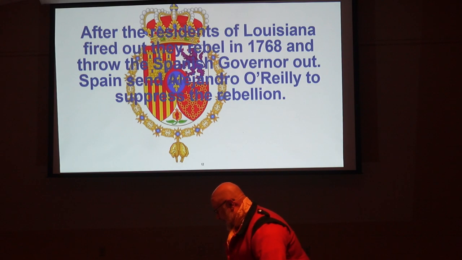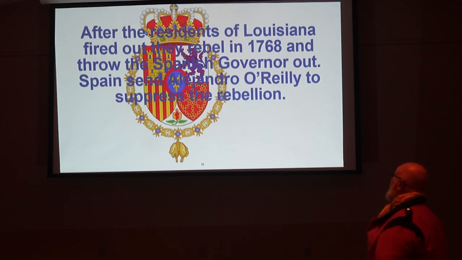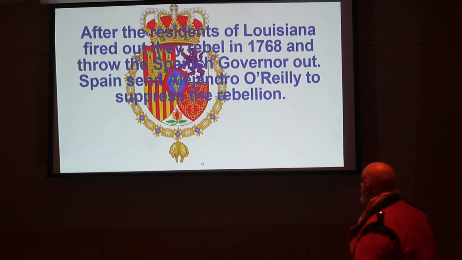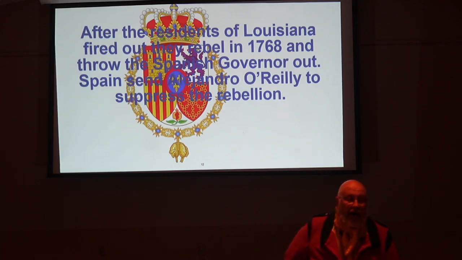After the residents of Louisiana found out, they rebelled in 1768 and tried to throw the Spanish governor out. Spain had to send a guy named O'Reilly, very Spanish name, to put the rebellion down. Now, when you talk about rebellion, the whole population of Louisiana at that time was negligible. I mean, New Orleans, I think, was 4,000 people total.